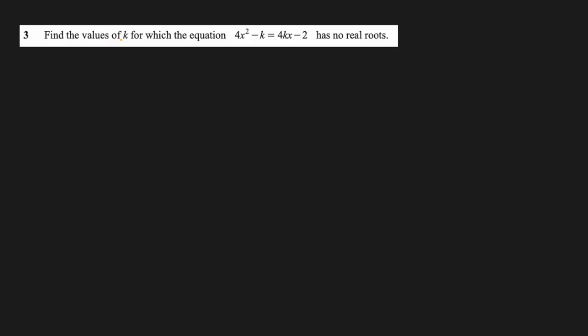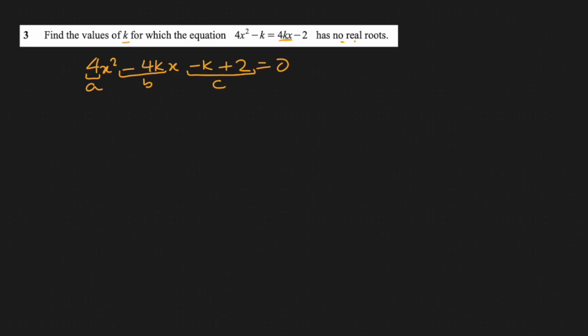Question 3. Find the values of k for which this quadratic equation has no real roots. So to do that, let's collect all of them on the left side first. So 4x squared, minus 4kx, minus k plus 2 equal to 0. So this becomes our coefficient of x squared, we'll take it as a. Minus 4k will be the coefficient of x, which is b, and minus k plus 2 we'll take as the constant.